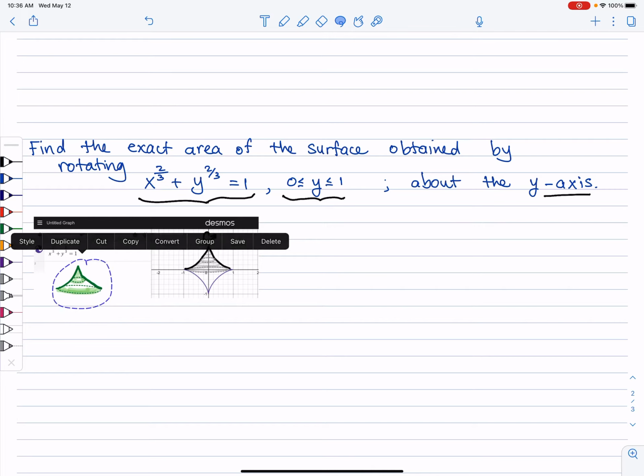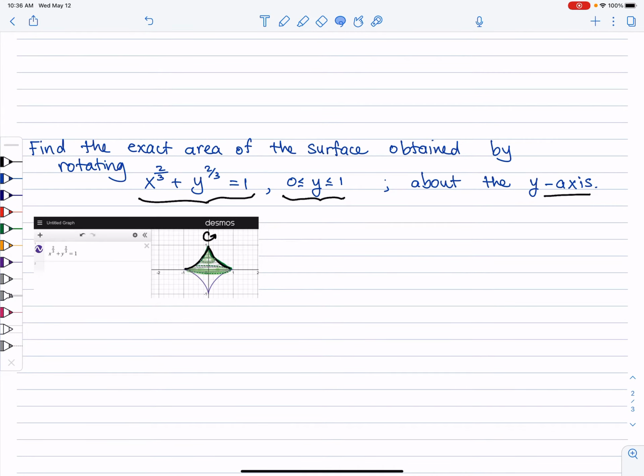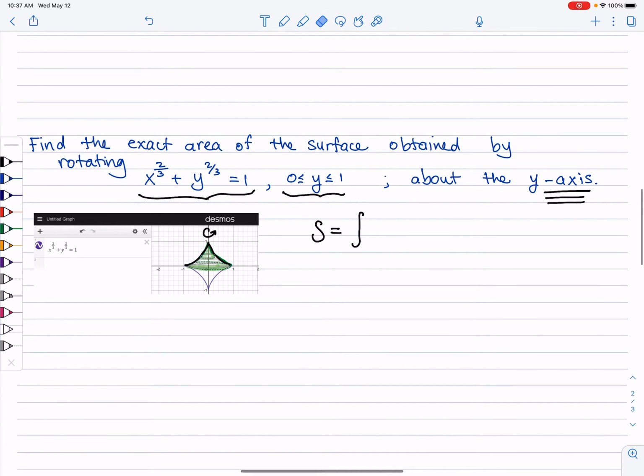All right, so I'll leave it here. So what we want to do is look at the formula and see where that takes us. We know that the surface area is going to be equal to the integral from c to d, because we're integrating with respect to y. So the surface area is going to be equal to the integral from 0 to 1, and then we're going to have 2 pi.